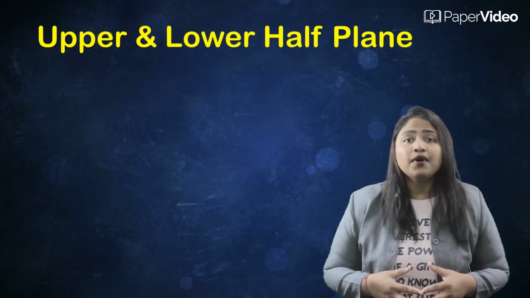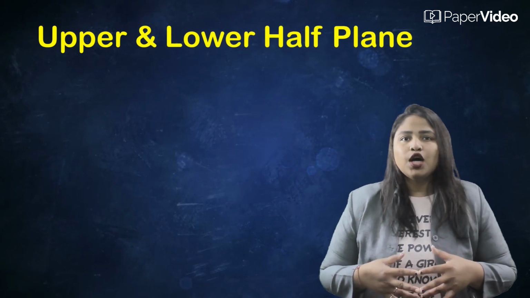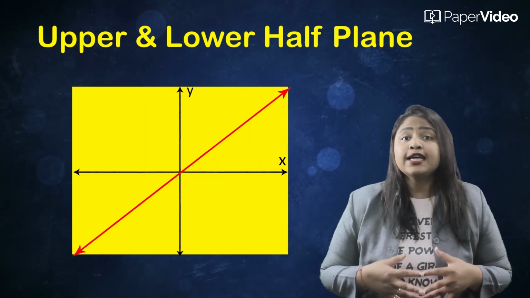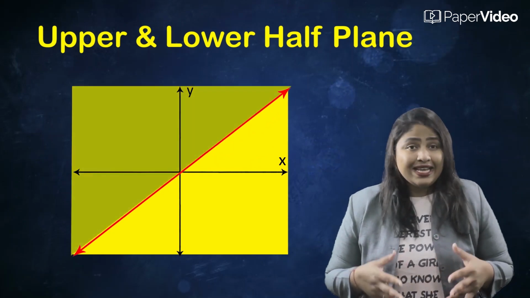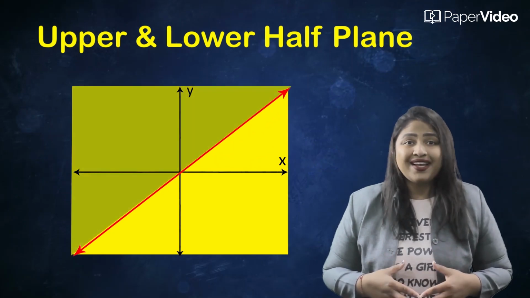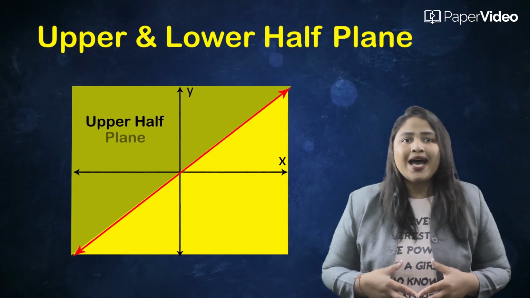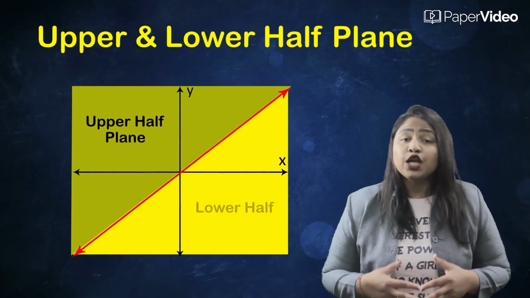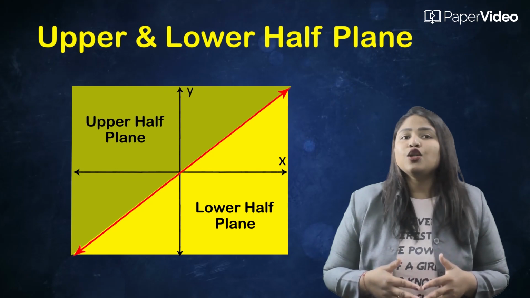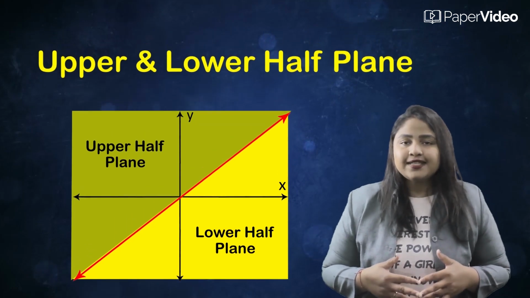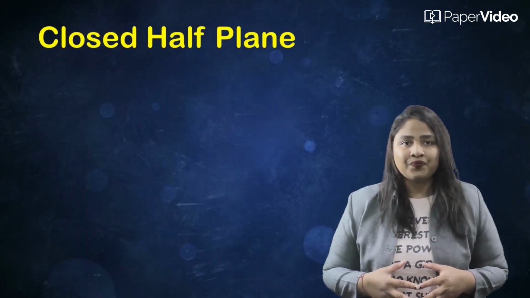Next, we have upper and lower half planes. A non-vertical line also divides the Cartesian plane into two parts. Each part is known as a half plane. The upper part is known as the upper half plane and the lower part is known as the lower half plane.